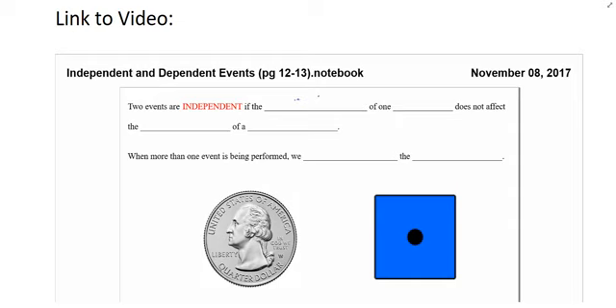Gang, we're going to talk about independent and dependent events. So you should have OneNote in front of you, and let's just get started so we can keep this nice and short. If you need to press pause to take notes, feel free to go ahead and do so.